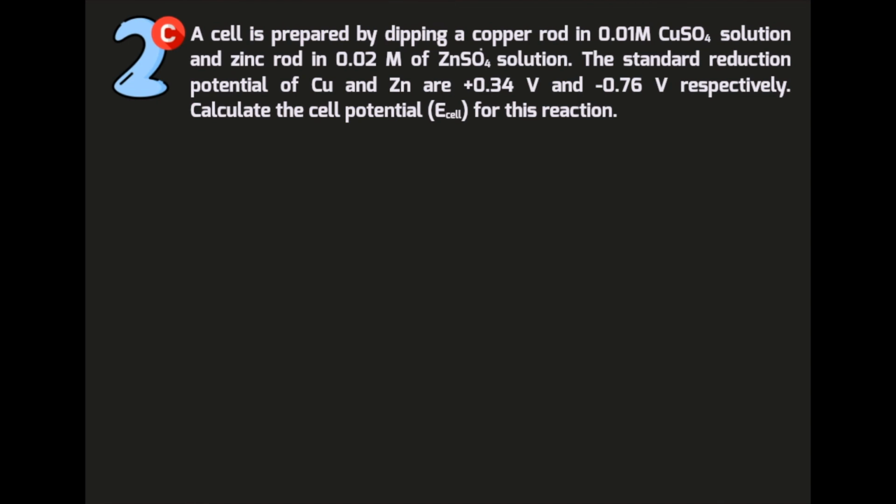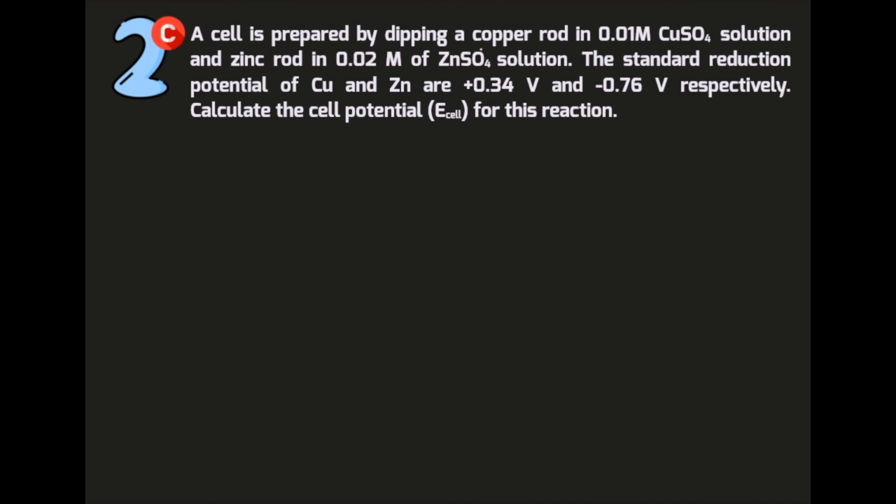Let's move on to the final question for this test, question 2C. A cell is prepared by dipping a copper rod in a 0.01 molar copper sulfate solution and zinc rod in 0.02 molar of zinc sulfate solution. The standard reduction potential of copper and zinc are positive 0.34 volt and negative 0.76 volt respectively. Calculate the cell potential, E cell, for this reaction.